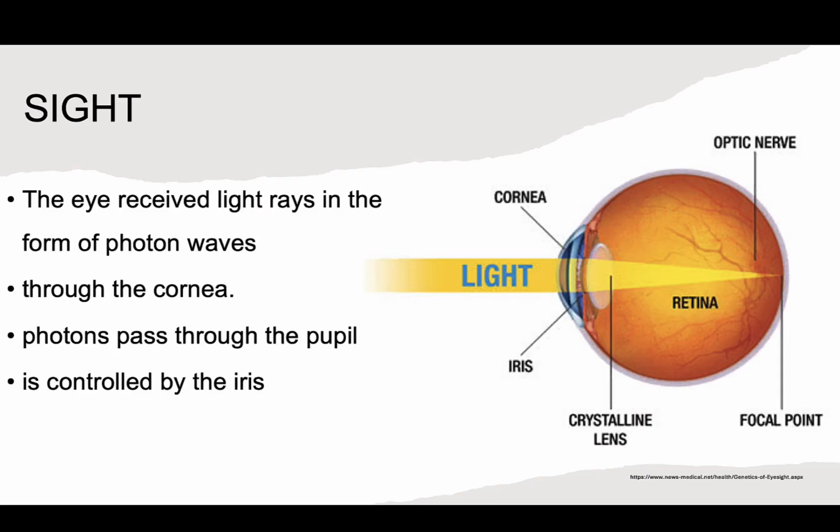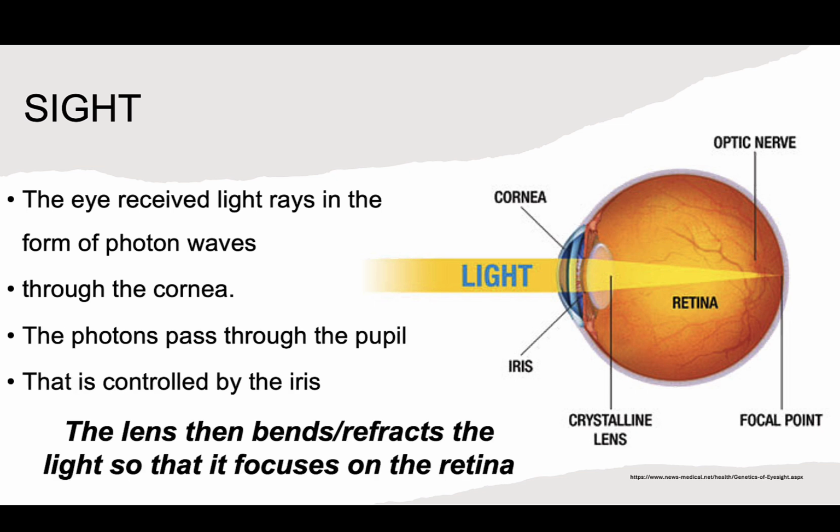So then, what is sight? We now know that the eye receives light rays in the form of photons, the little packets of light. These travel through the cornea. The photons pass through the pupil, and the pupil, as we know, is controlled by the iris. And the lens then bends, or we now know the correct term is refracts, the light so that it can focus directly on the retina.